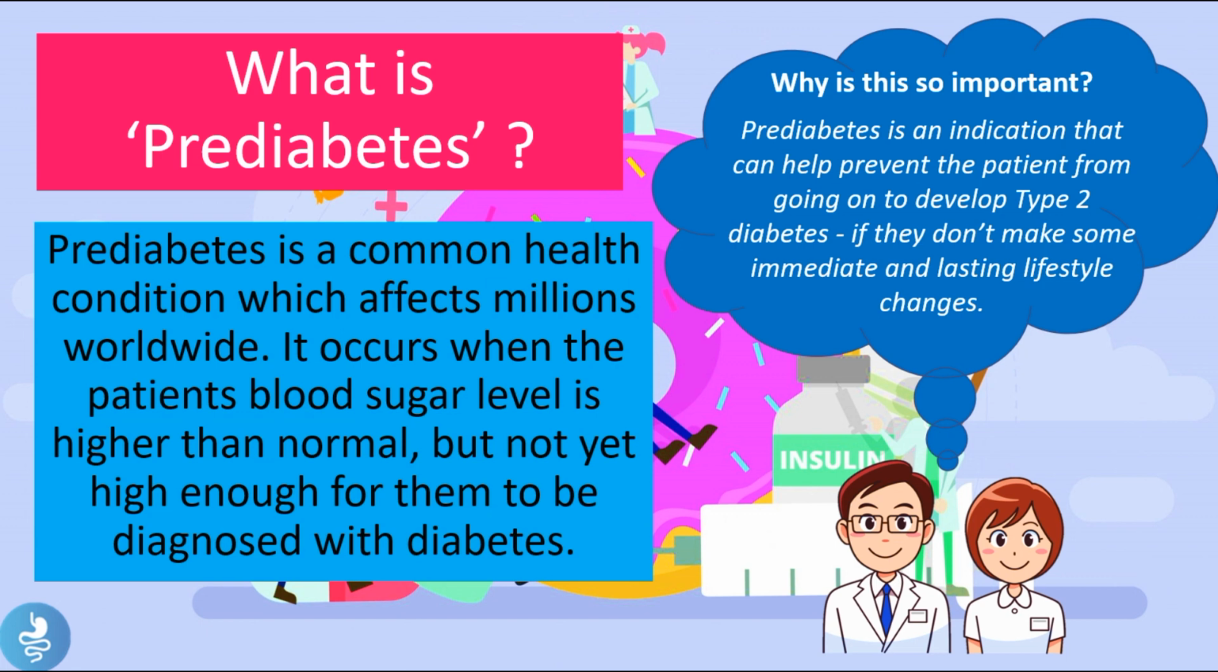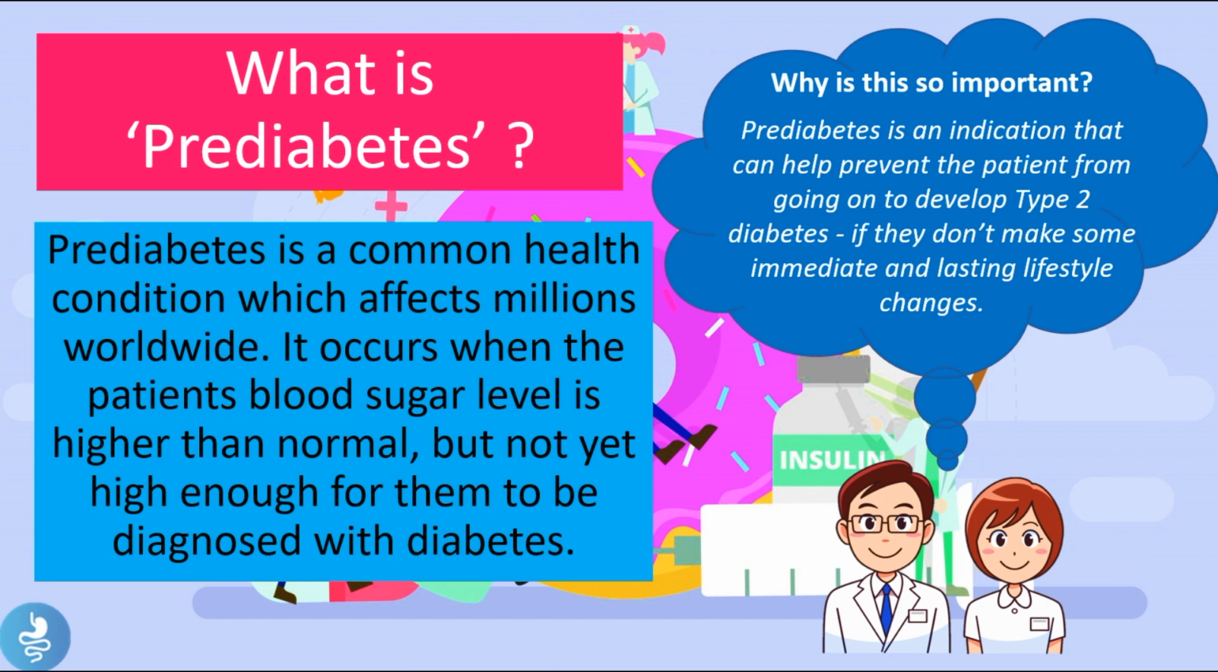Prediabetes is an indication that can help prevent the patient from going on to develop type 2 diabetes if they don't make some immediate and lasting lifestyle changes. So the most important points that we can take from this definition is that prediabetes is a condition in which the patient's blood sugar level is higher than normal, but not high enough to be considered diabetes yet. This is important because if we catch it at this stage, the patient can make some lifestyle changes that can actually go on to prevent the onset of diabetes in the future. So that's why patient education here is the most essential tool in the evolution of this disease.